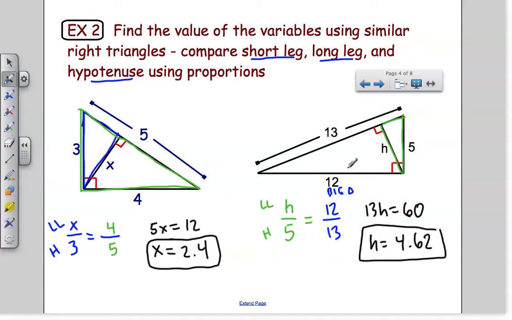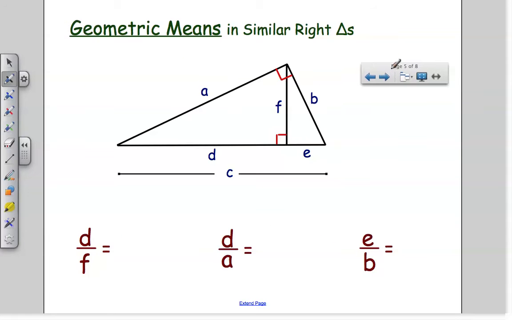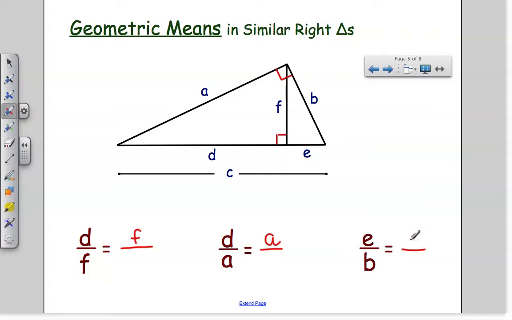Okay? So there's our first example with these similar right triangles. There's also some geometric means that show up with these similar right triangles. If you remember geometric mean, they have the same variable in the means positions. So in this case, f was in the mean position, so it's going to go here again. In this case, a was in that mean spot, and so a is going to be here again. And in this case, b is in the mean spot, so it's going to go here again. So that's why it's geometric means, is because you see the same variable show up diagonal from itself.